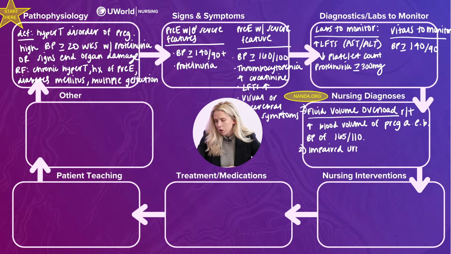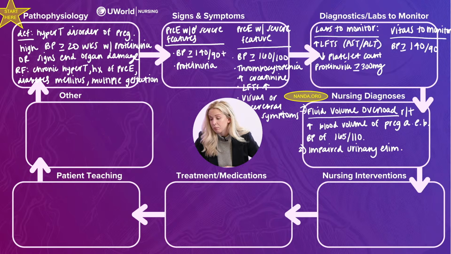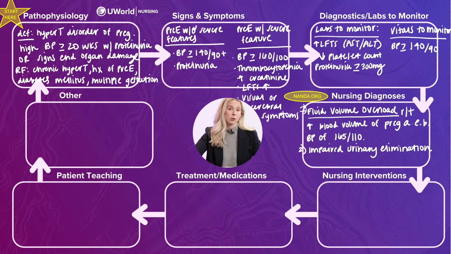And just so you guys know, we will switch before we're over to a typed version of this in case anyone can't read my handwriting. But impaired urinary elimination could be related to poor perfusion to the kidneys, and some evidence of this could be like an hourly output of 15 mils an hour. We're looking for at least 30 ideally.